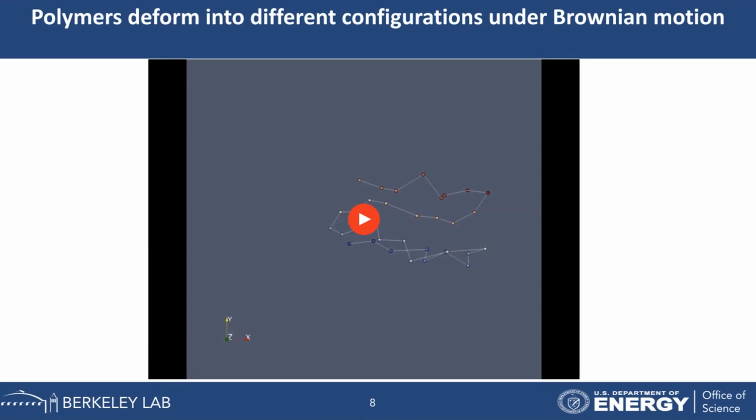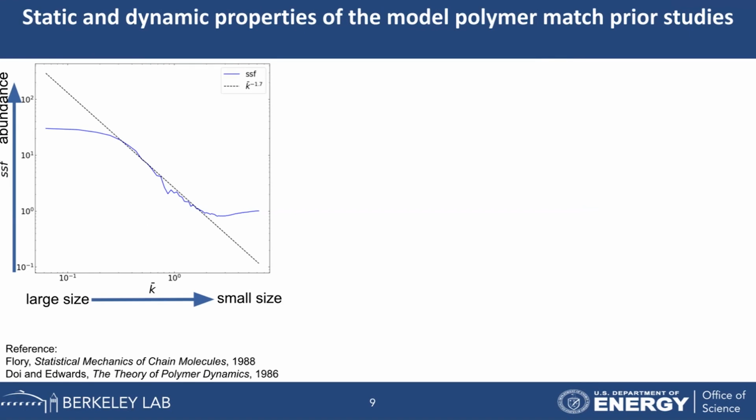To look at it more quantitatively, we measure both the static and dynamic structure factor of the model polymer. On the left, I first show the static structure factor as a function of wave number. The wave number is the inverse measure of the length scale. The larger the wave number, the smaller the length scale. And the static structure factor measures the abundance of structure corresponding to a certain wave number. So we can see this k to the negative 1.7 scaling in the intermediate wave number range. This matches Flory's theory.